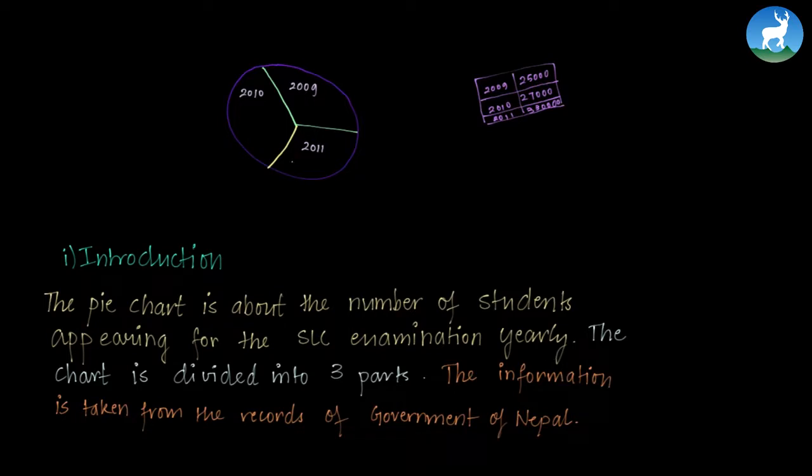How are we drawing it? We have divided the chart into 3 parts. That's 2009, 2010 and 2011, right? So the information is taken from the record of Government of Nepal. We shouldn't be assuming while we are actually interpreting, but right now I am assuming that the information is taken from the Government of Nepal. You can have any other thing over there. So now we move towards giving the message, what we have received from the pie chart.